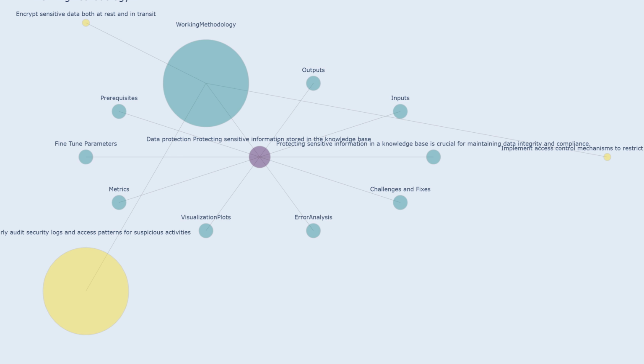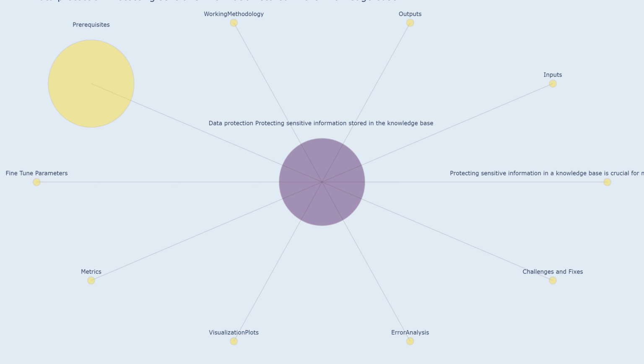Regularly audit security logs and access patterns to identify suspicious activities or potential security breaches. This includes monitoring for unusual login attempts, unauthorized data access, or any unusual behavior that could indicate a security risk.